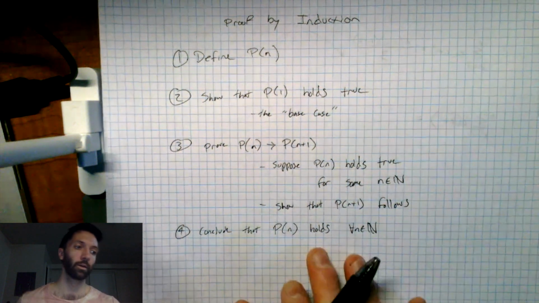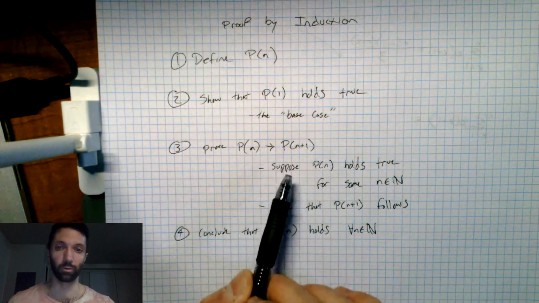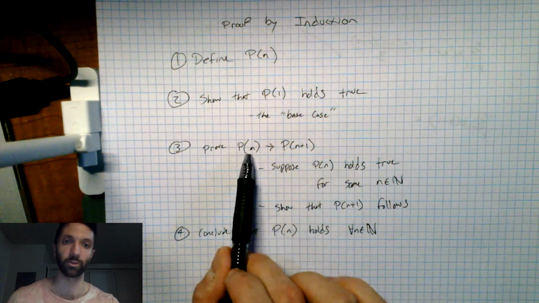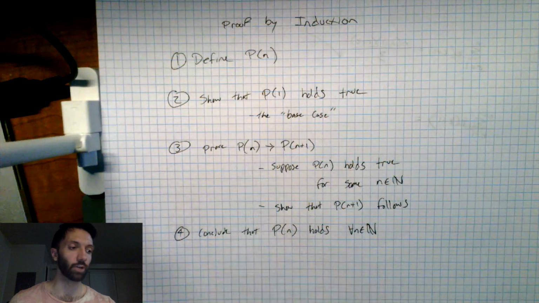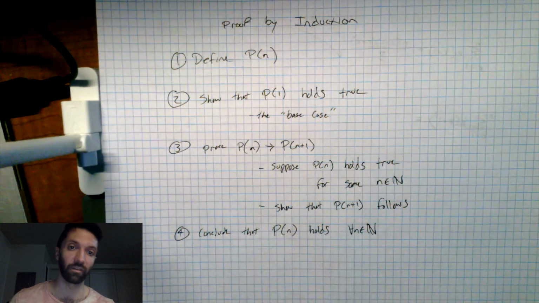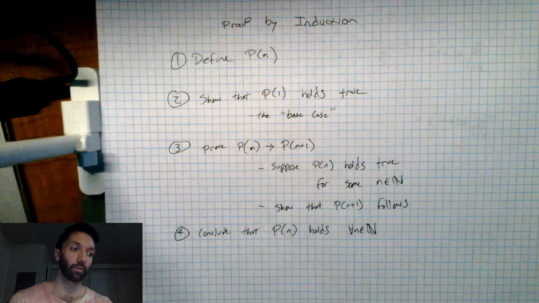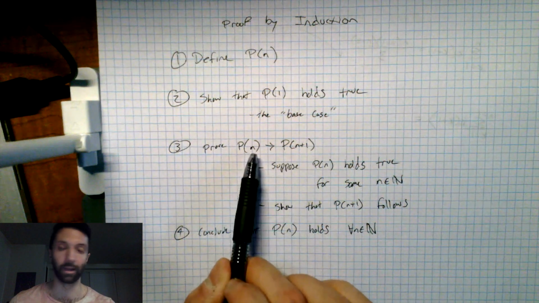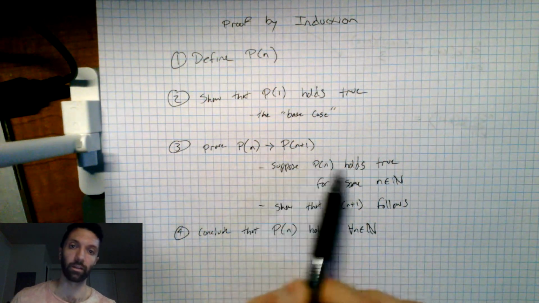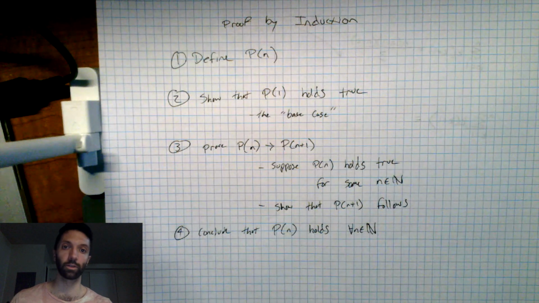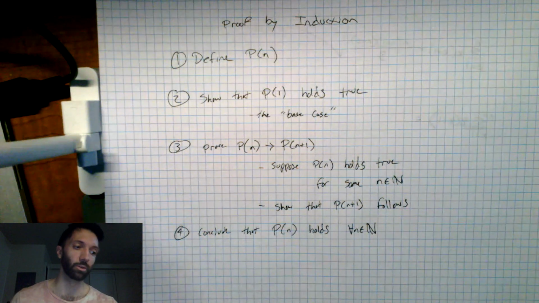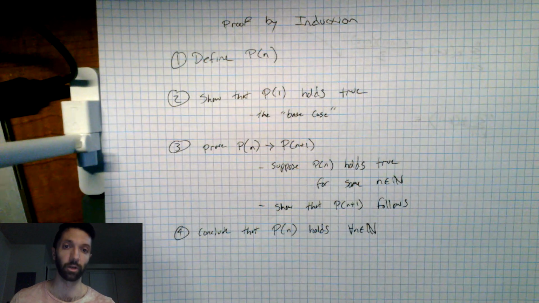So in other words, just like we would prove any conditional statement, we're going to get to suppose that P of n holds true for some natural number n. And then it's going to be our job to show that P of n plus 1 follows. So in other words, if your formula holds true for the nth case, then it must follow that the n plus 1 case will also hold. So that's going to be our job to show that. And then finally, once we do that successfully, we're going to be able to conclude that P of n, the formula, holds for any natural number n.